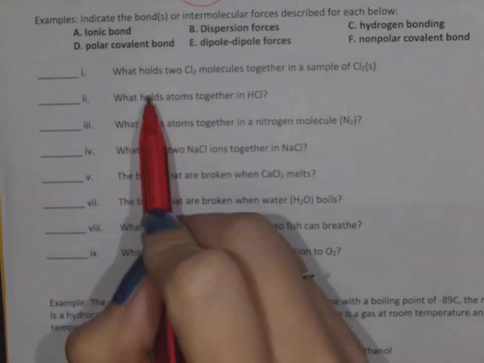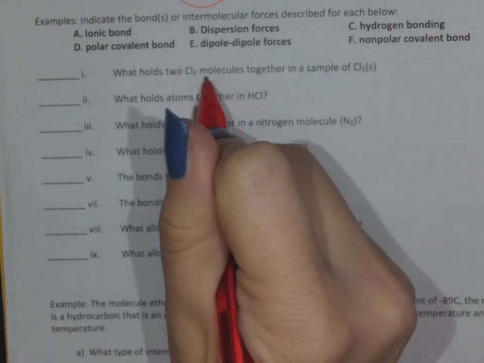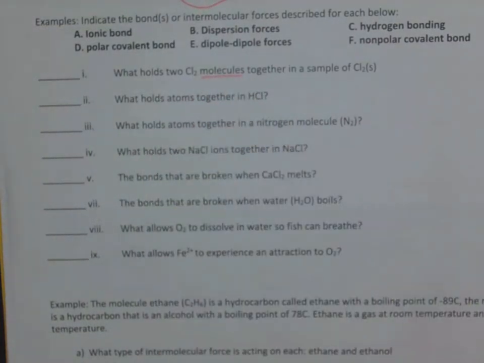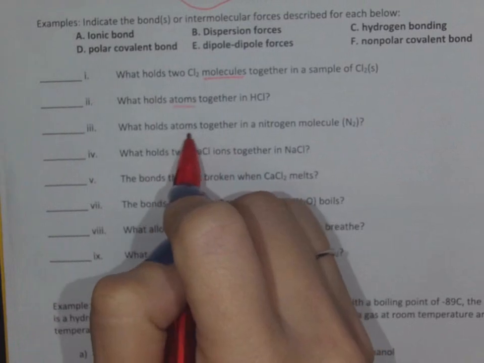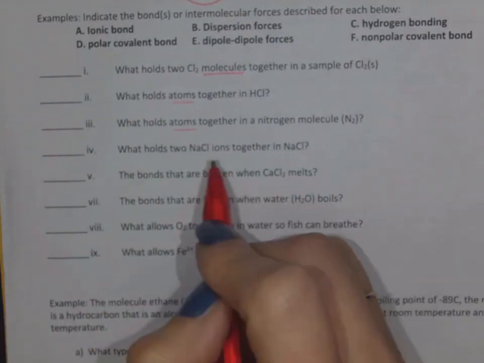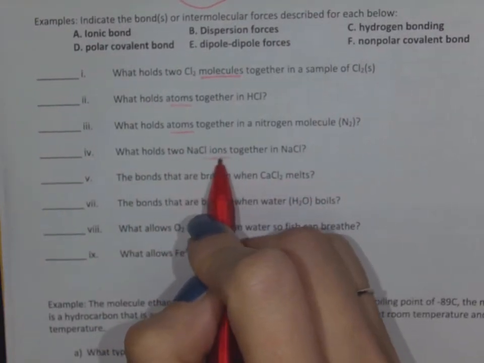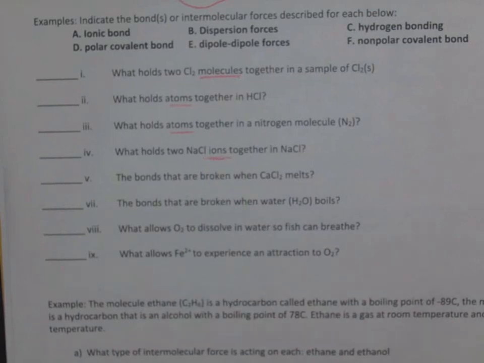You're going to notice that sometimes it's saying what holds molecules together, and sometimes it's going to say what holds atoms together. Oh, there's another one for atoms. Oh, this one says what holds ions together. So when we're holding molecules together, that's the IMFs, right? It's not the intra, it's not the covalent or polar covalent. It's IMFs. Let me get this model and show you.